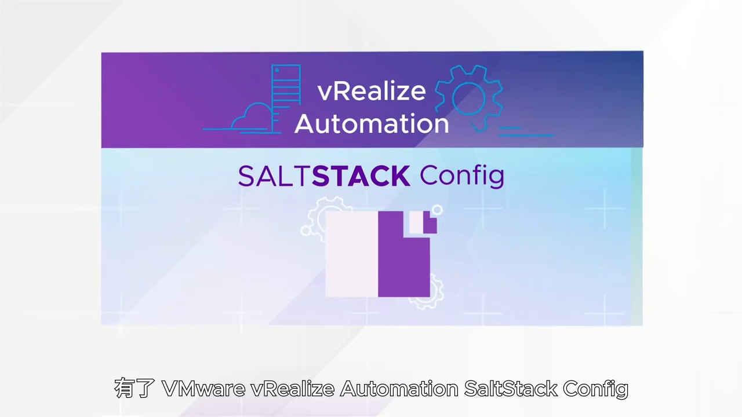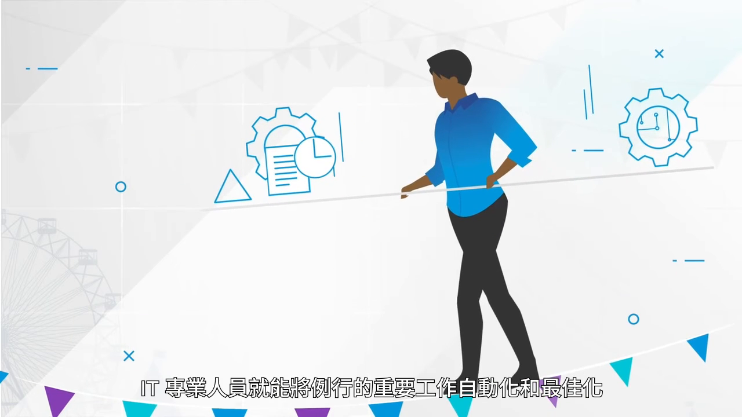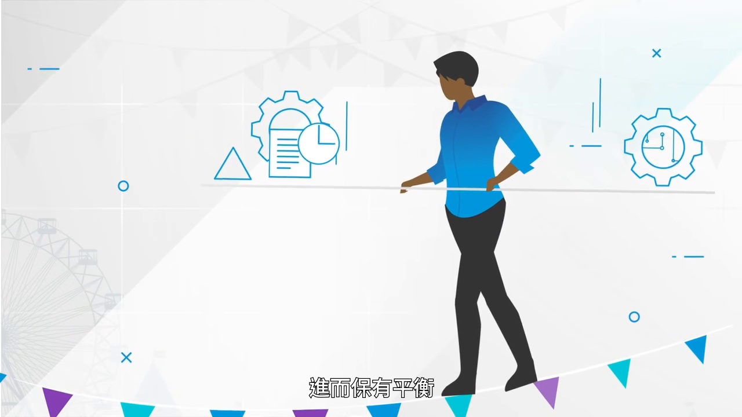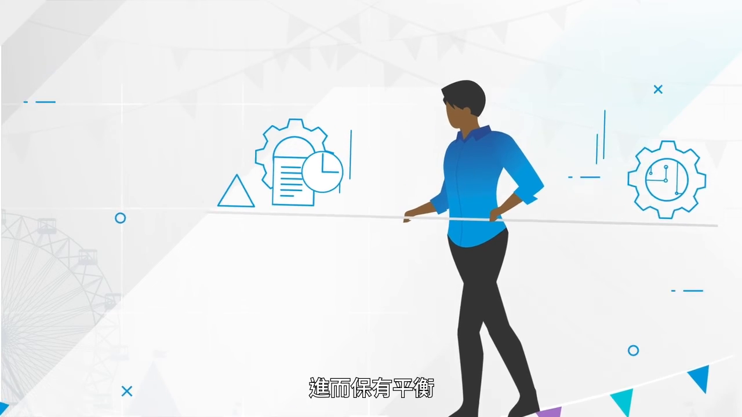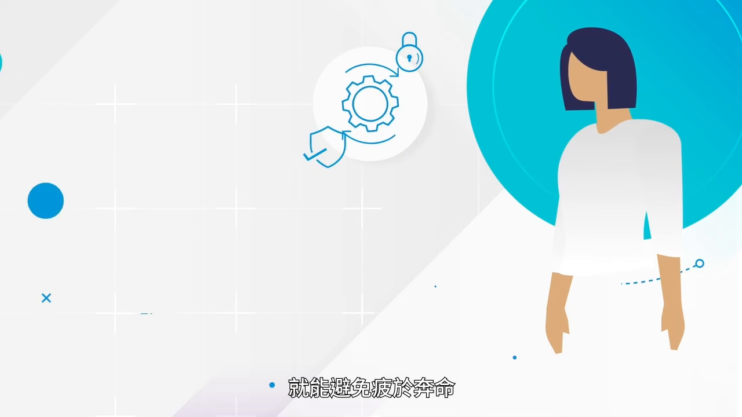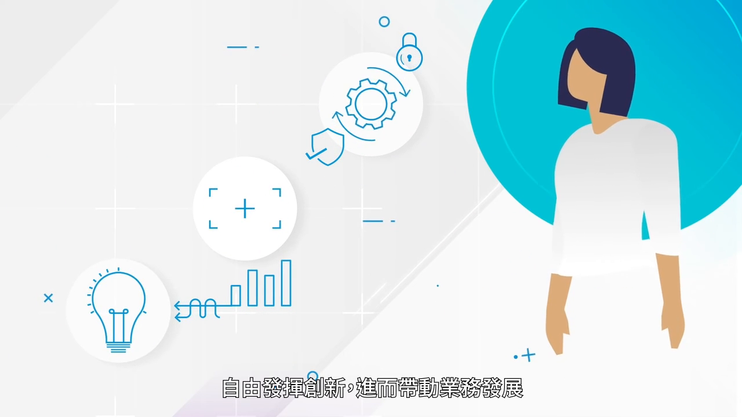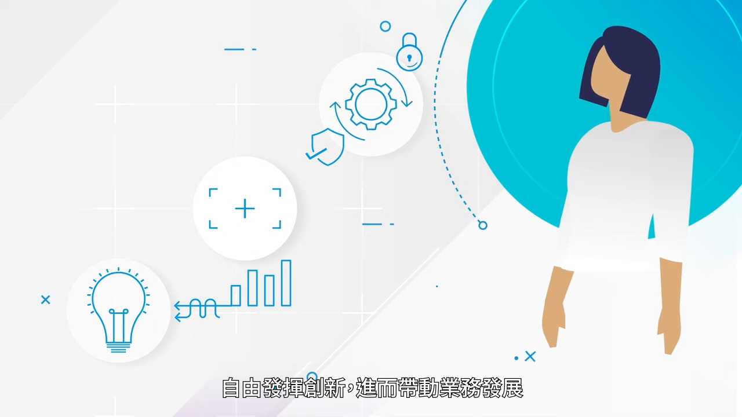With VMware vRealize Automation's SaltStack Config, IT professionals can perform a balancing act by automating and optimizing routine but critical tasks. The result? Less juggling and more peace of mind of consistent, reliable, and secure configuration level, and the freedom to focus on innovation to fuel the business.